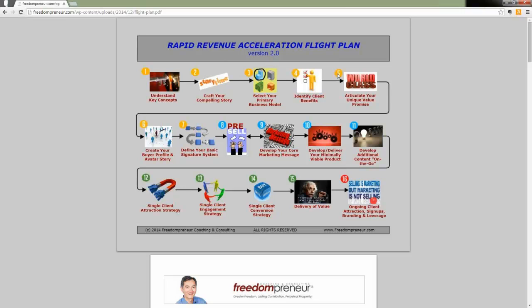Yeah. Let's go to step 7. Define your basic signature system. Your signature system is a line-by-line description of your approach to working with clients. It's not an exhaustive list, but it's about 5 to 10, maybe 12 elements. These are the phases or stages that we go through. These are the steps that we take. That's what I call a signature system.